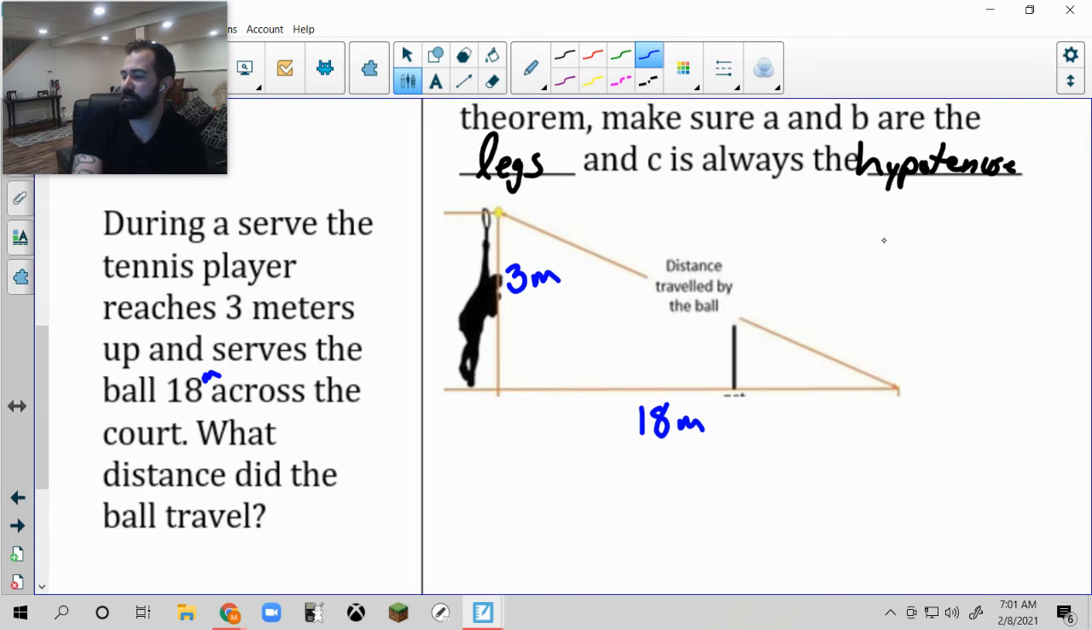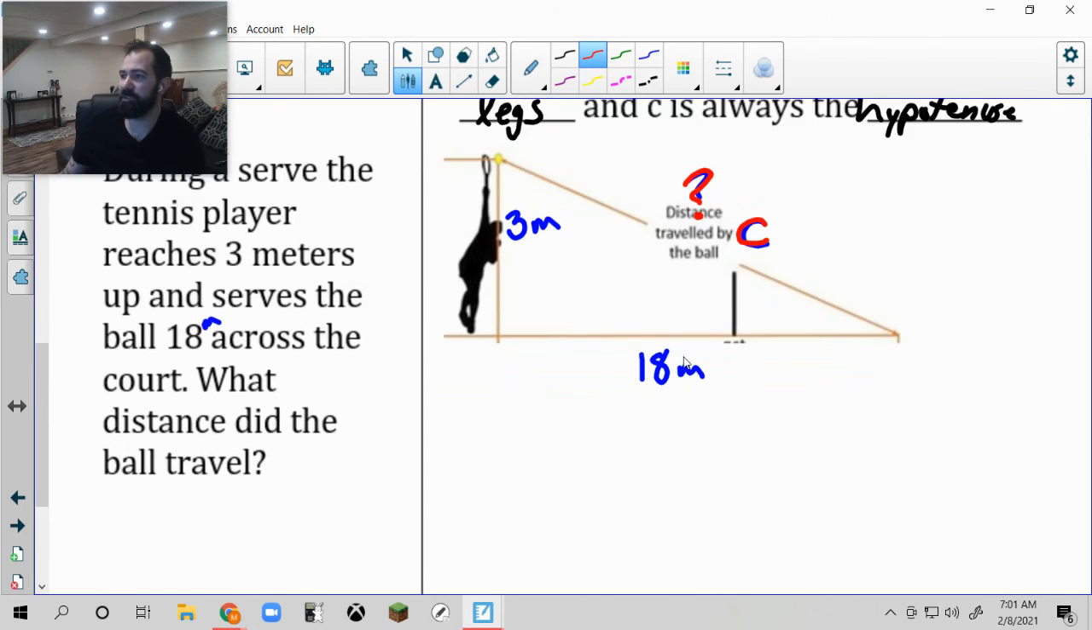It's not 18 meters because it has to not only go this way, but also it has to go down. So we want to know how far this distance is. Well, this is a Pythagorean theorem problem. This is our side that we do not know. Sorry, I should change my colors here. The side that we do not know is our C of a squared plus b squared equals c squared.